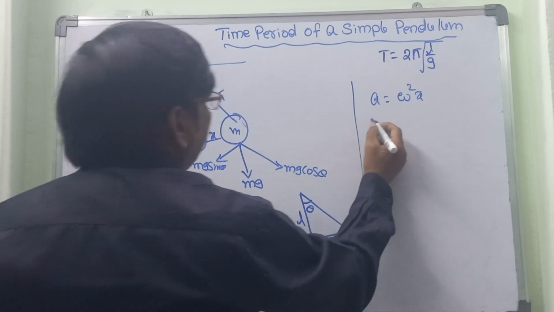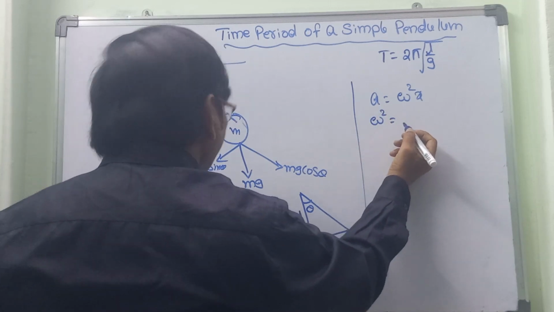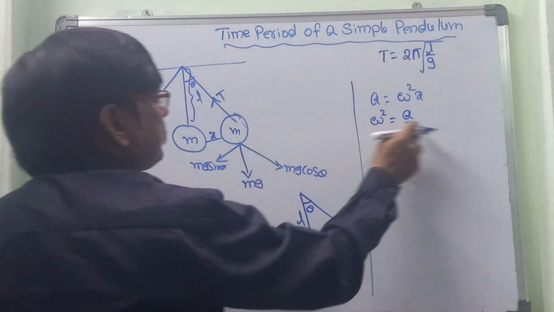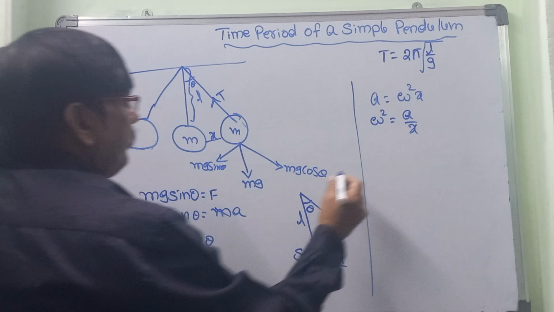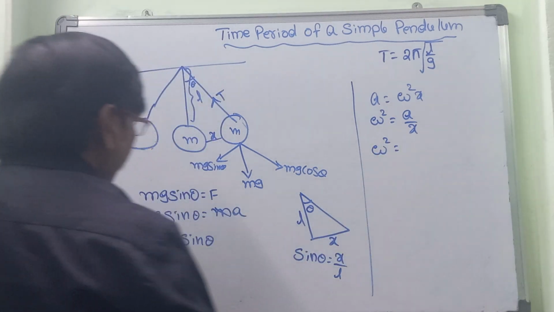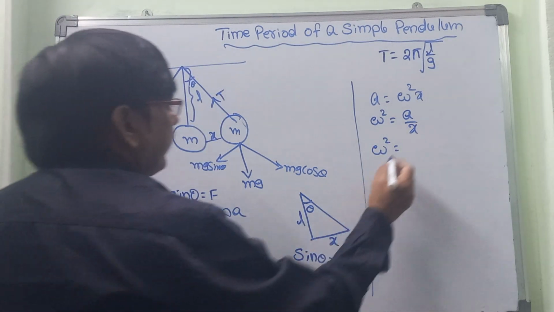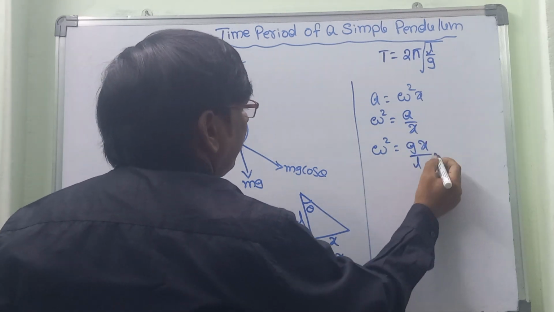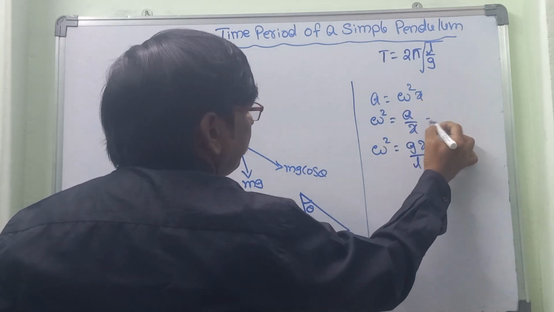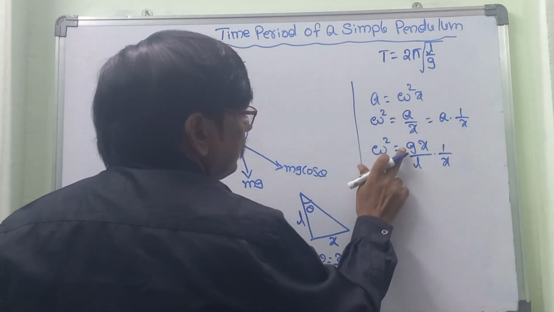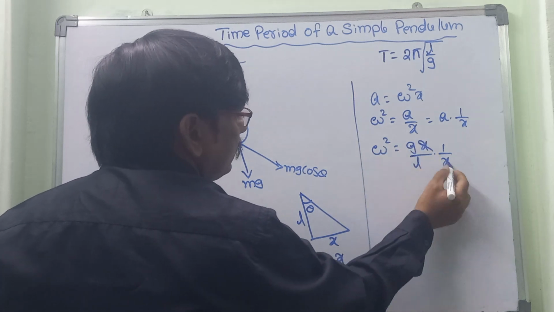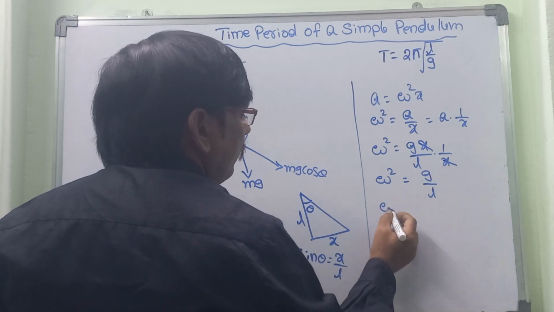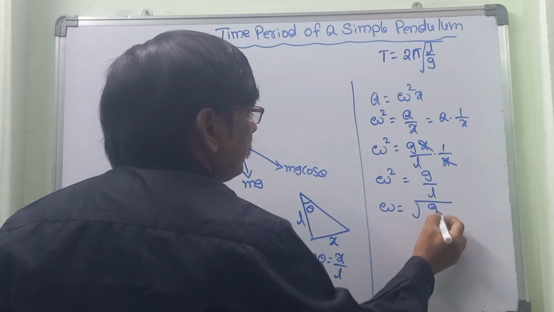So omega square is equal to a by x. Instead of a, we write g into x by L, multiplied by 1 by x. So instead of a we have written this, and what is left is omega square is equal to g by L. Omega is equal to the square root of g by L.